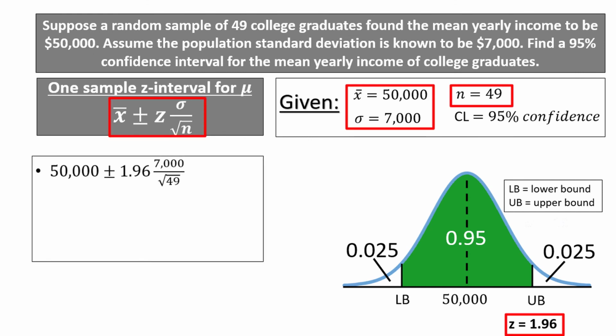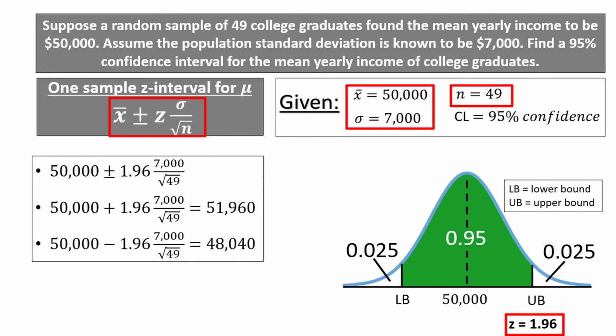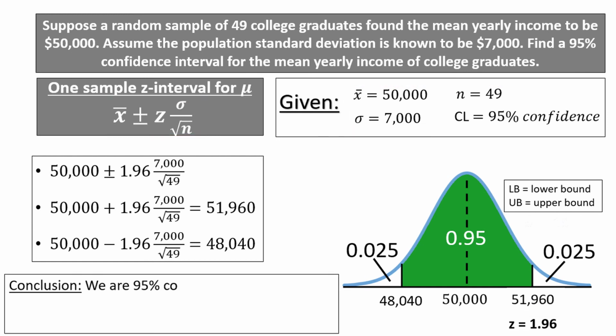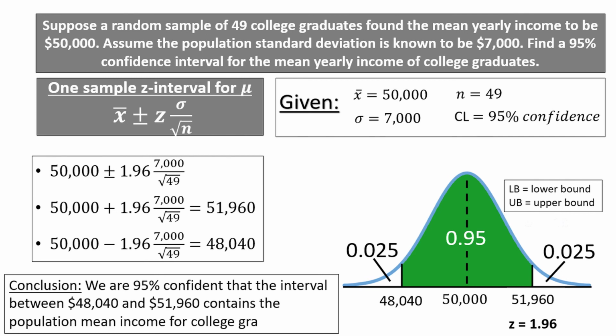Now that we have the z-score, we have everything we need to plug into the formula. We take 50,000 plus or minus 1.96 times 7,000 divided by the square root of 49. This becomes 50,000 plus 1.96 times 7,000 divided by the square root of 49, which is 51,960, and 50,000 minus 1.96 times 7,000 divided by the square root of 49, which is 48,040. These are the lower and upper boundaries on the graph. Our conclusion is that we are 95% confident that the interval between $48,040 and $51,960 contains the population mean income for college graduates. And we are done.